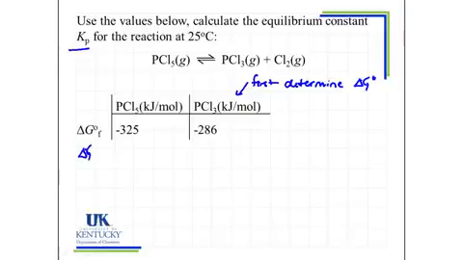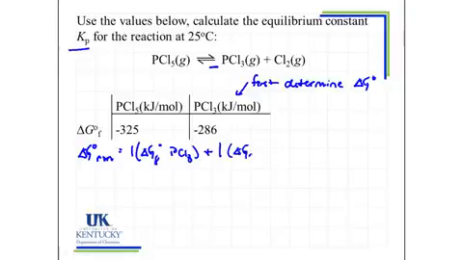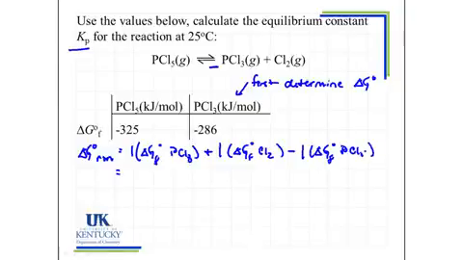The delta G standard for the reaction that's listed up there would be 1, because there's a 1 in front of the PCl3, 1 times the delta G of formation of PCl3 plus 1 times the delta G of formation of Cl2 minus, so it's products minus reactants, 1 times the delta G of formation of PCl5. So let's plug those numbers in.